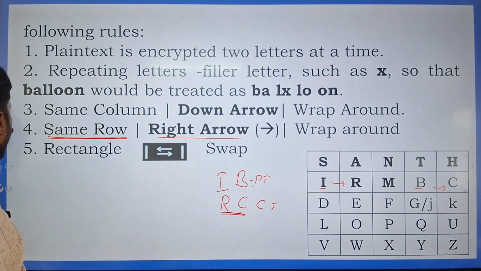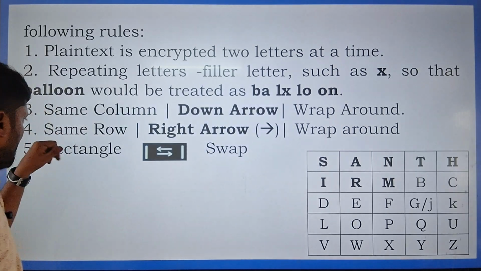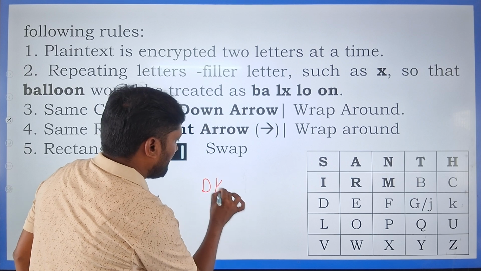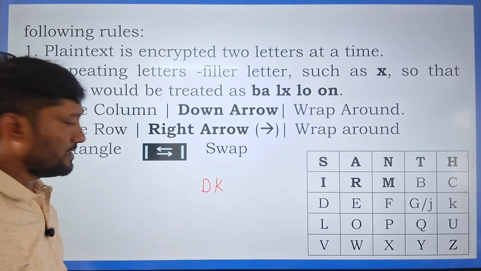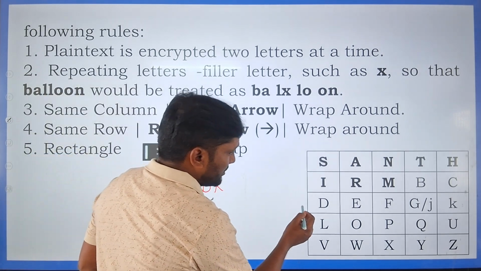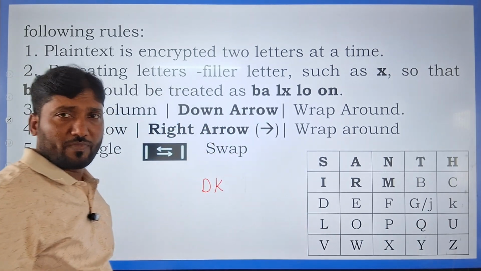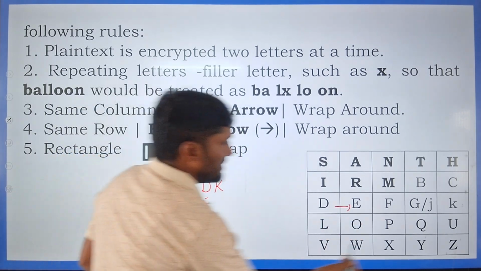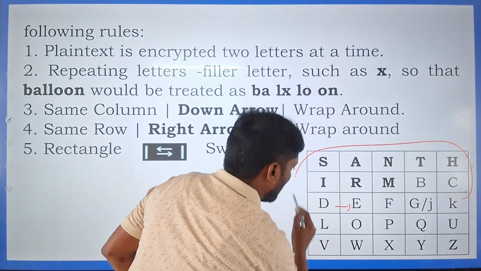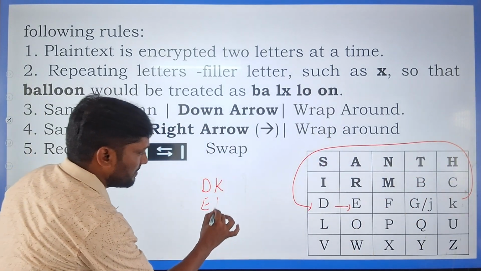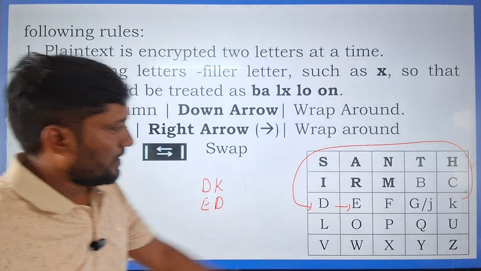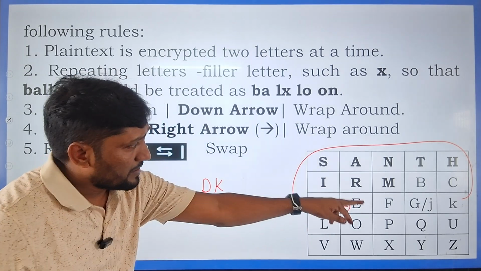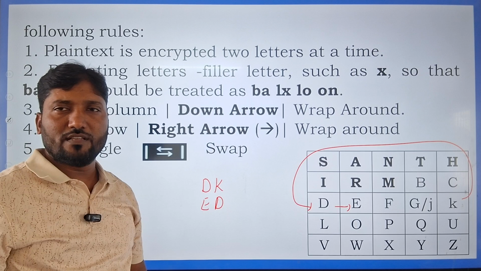Now, let us take one more simple example to understand clearly. Suppose we take DK. Where are D and K? D is in the third row and K is in the same row. What is the next letter for D? That is E. And what is the next letter for K? Now we take the wrap around. What is the next letter? That can be considered as D. After K there is a D. So E and D is the ciphertext.